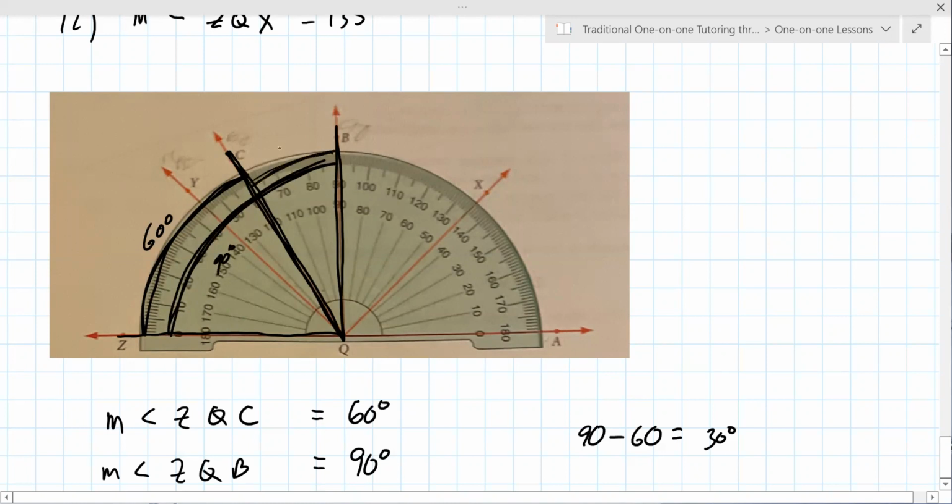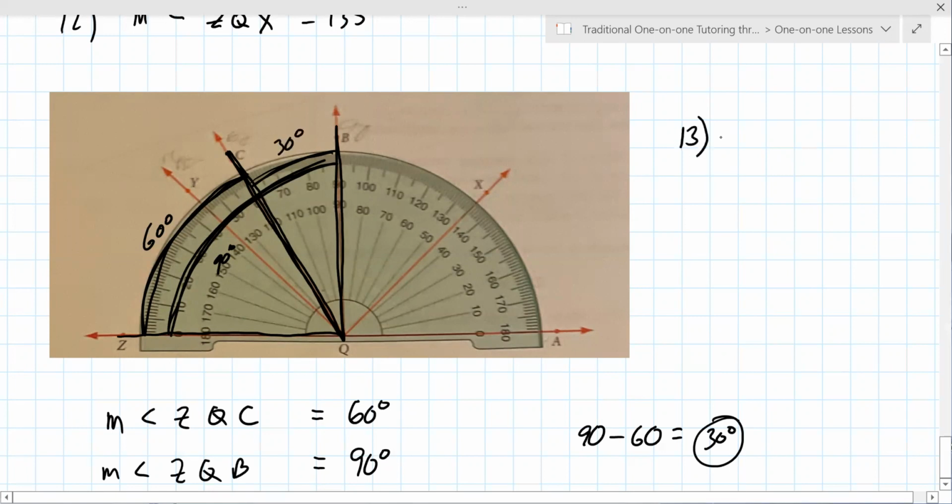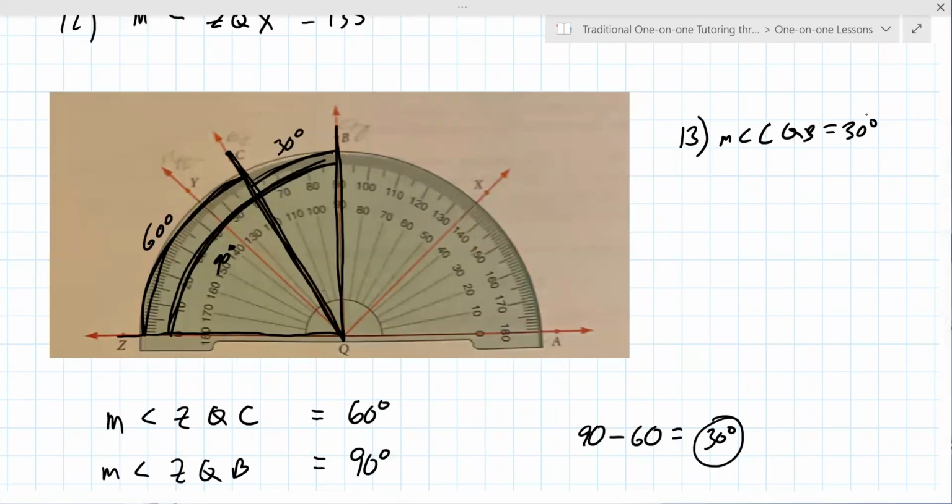I know you have to add them. I mean subtract them, right? Yes. That's 30 degrees. Very good. So the answer to question 13, the measure of angle CQB, is 30 degrees. Wait a minute. CQB.